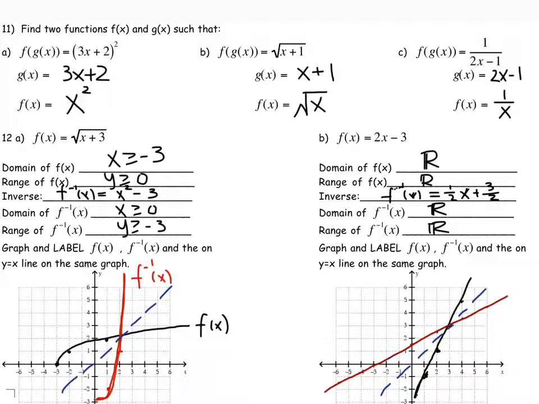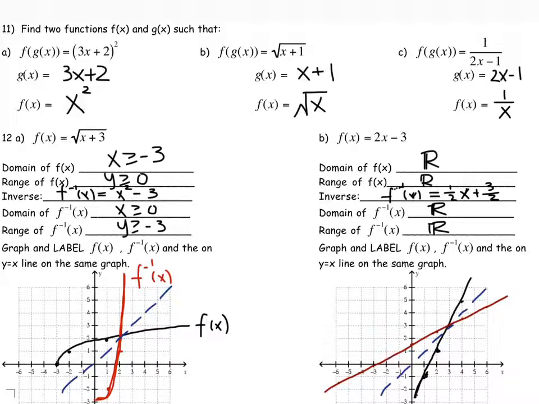Number 12. You are given the square root function and you are asked to find its domain, range, inverse function, and the domain and range information for the inverse function. Then you are asked to graph the function f of x and its inverse, plus the reflection line y equals x.